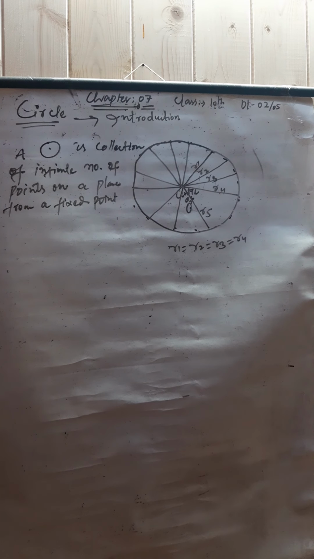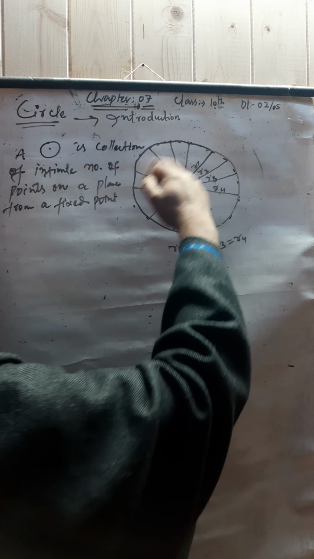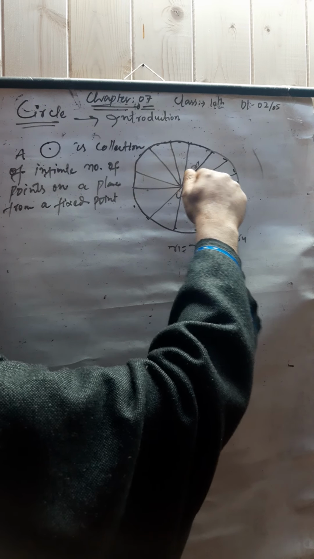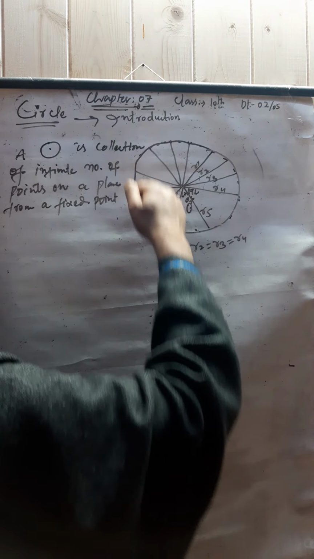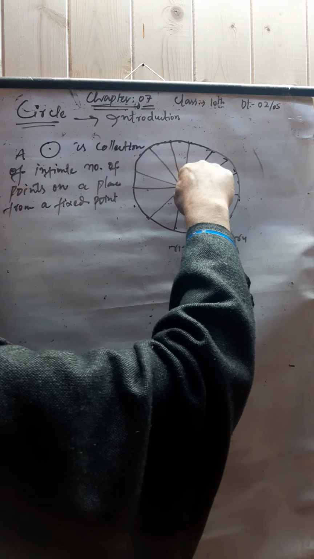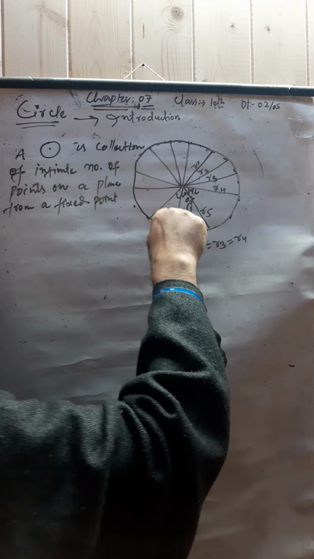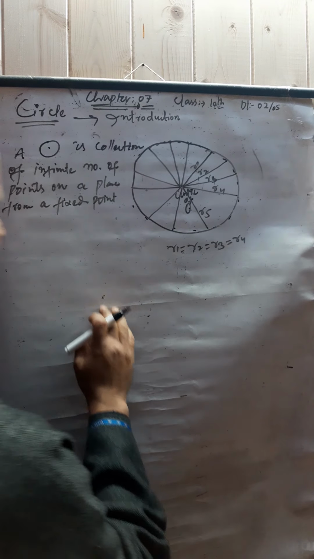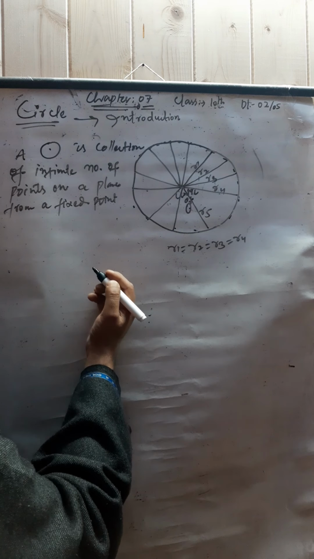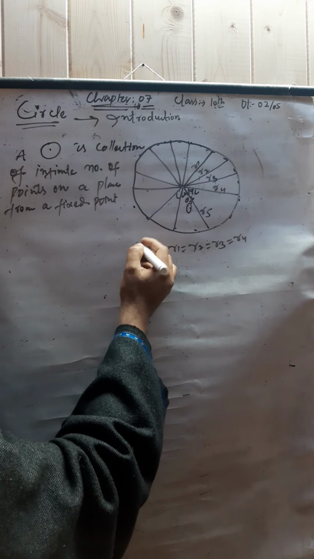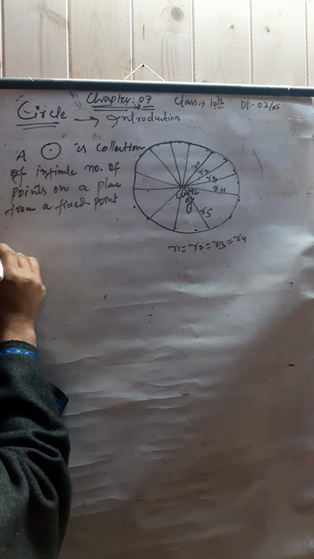So simply we can say a circle is a two-dimensional figure made up of the collection of infinite number of points from a fixed point on a plane. So there are different components of a circle. Let's take them one by one.